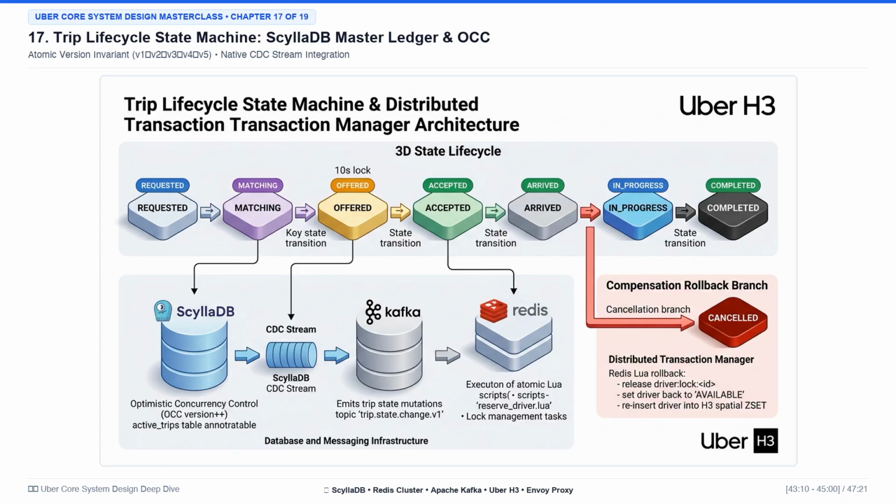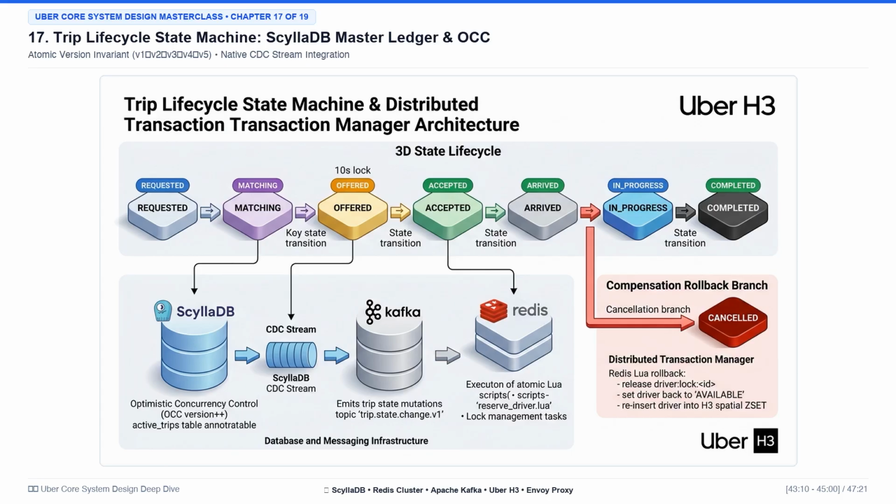But wait, in a distributed system spanning multiple data centers, network lag is a reality. What if a network hiccup causes an accepted message to arrive at ScyllaDB before the offered message arrives? Doesn't that corrupt the entire state machine? That is a classic distributed systems dilemma. If the database processed them out of order, it would cause massive bugs. To solve this, ScyllaDB employs OCC, or Optimistic Concurrency Control.